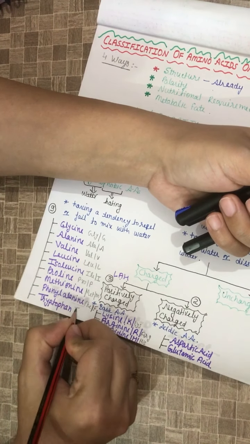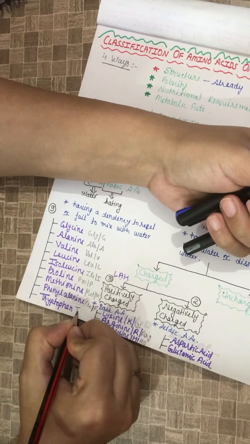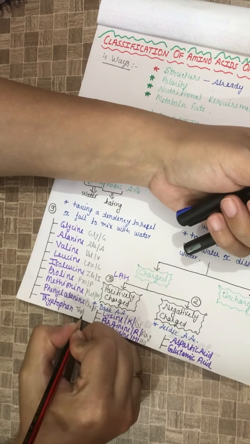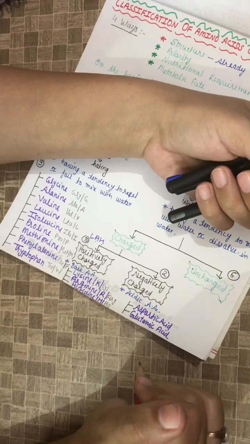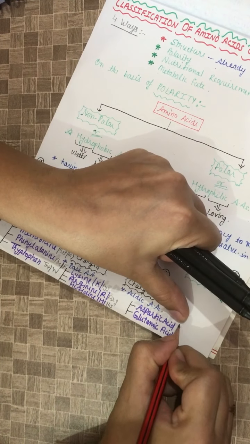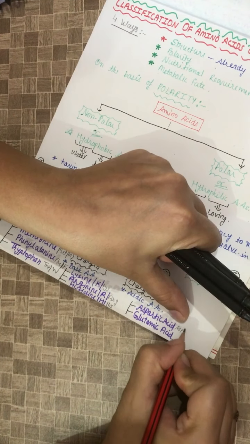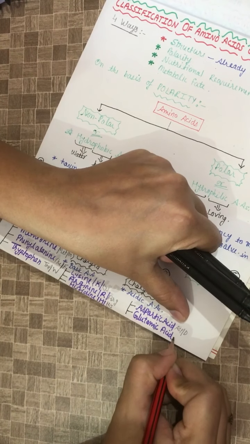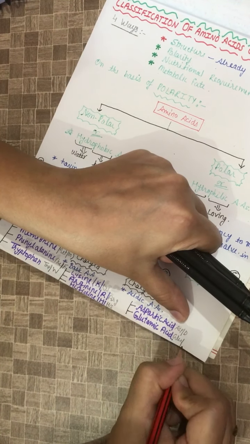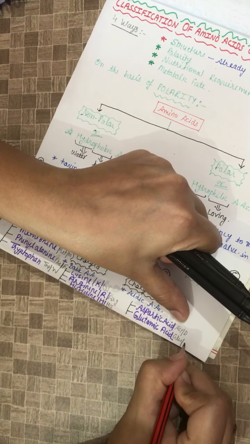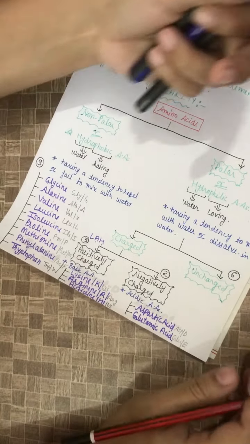Okay, and for tryptophan TRP, and single letter symbol of tryptophan is W. Aspartic acid is ASP and D, and for glutamic acid GLU, and in continuation of D, the single letter symbol is E.